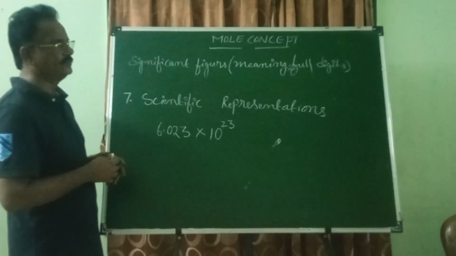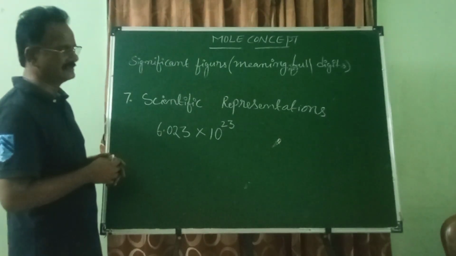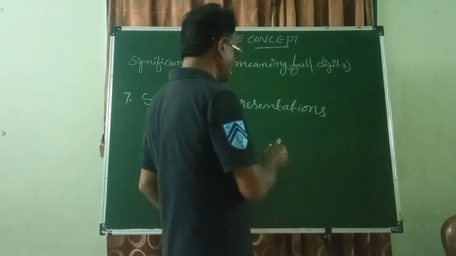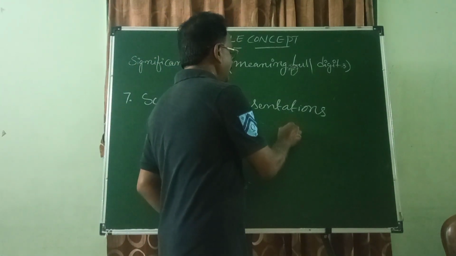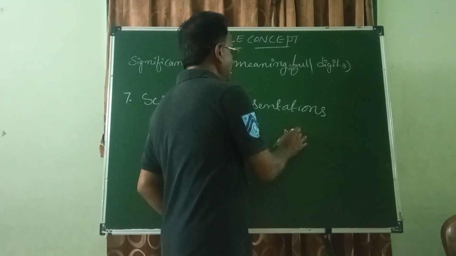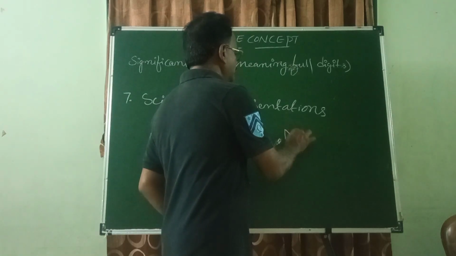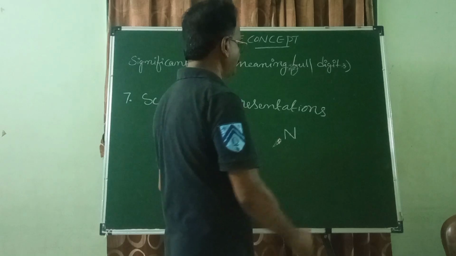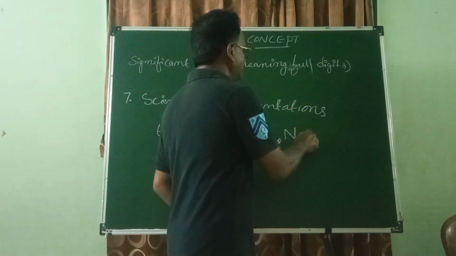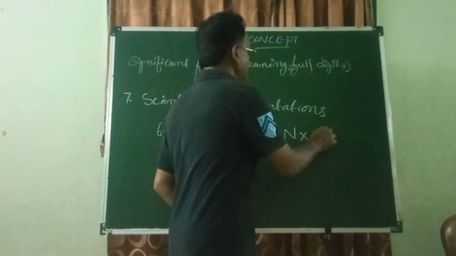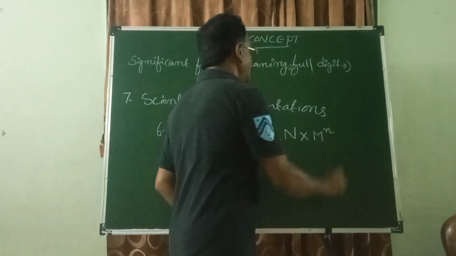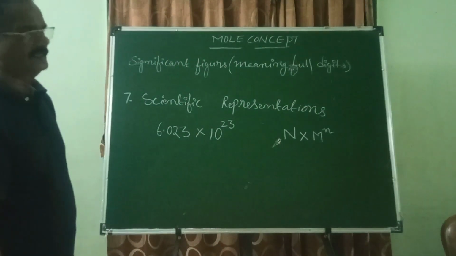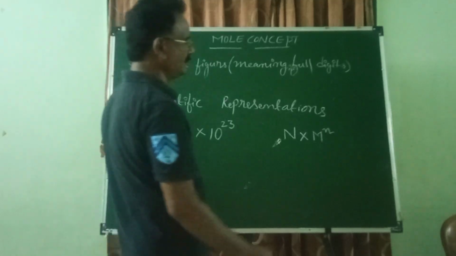So to avoid such complications, the scientific representation method was introduced. According to scientific representation, the number with the highest magnitude can be represented by following this: N into M to the power n. Let us see one example here.